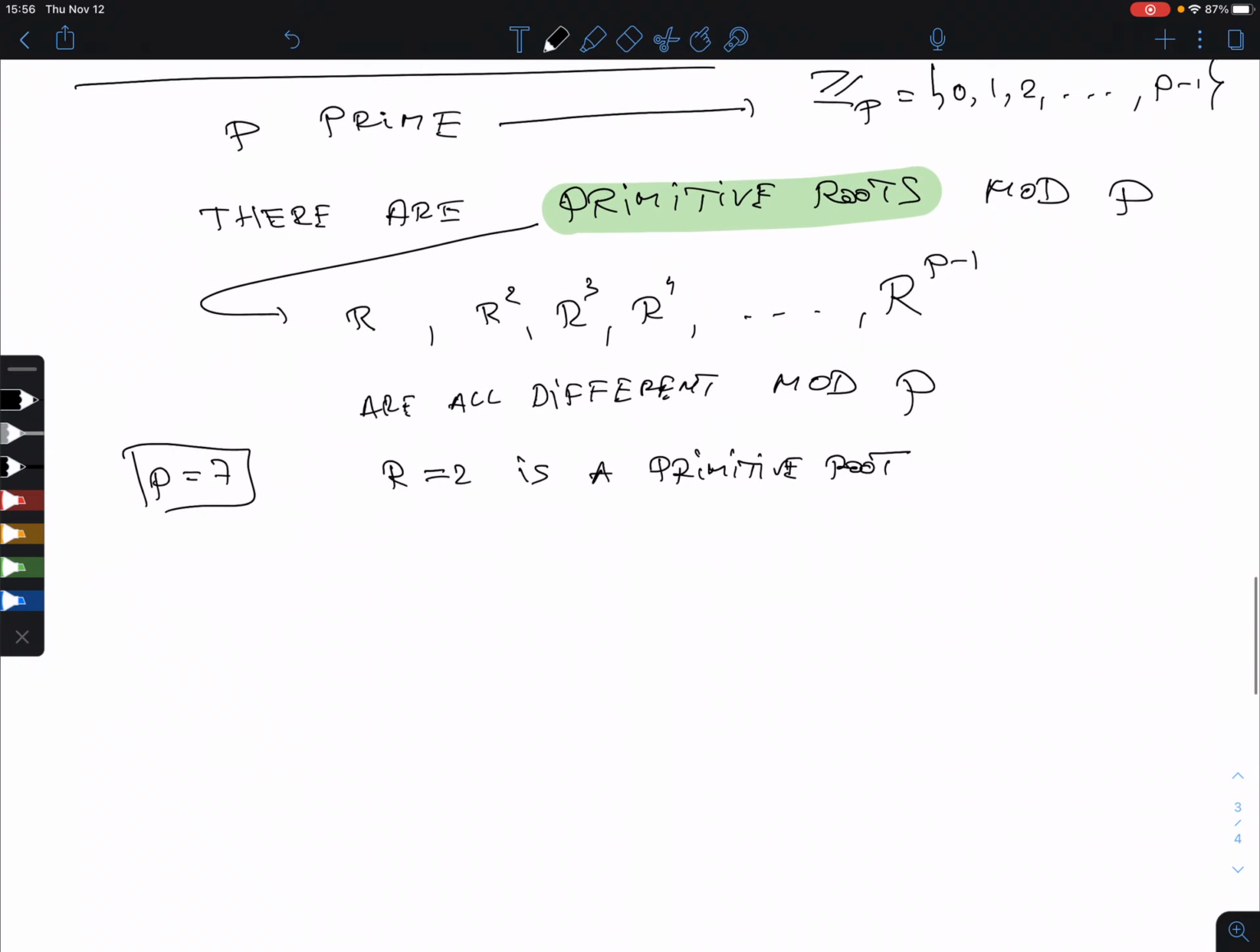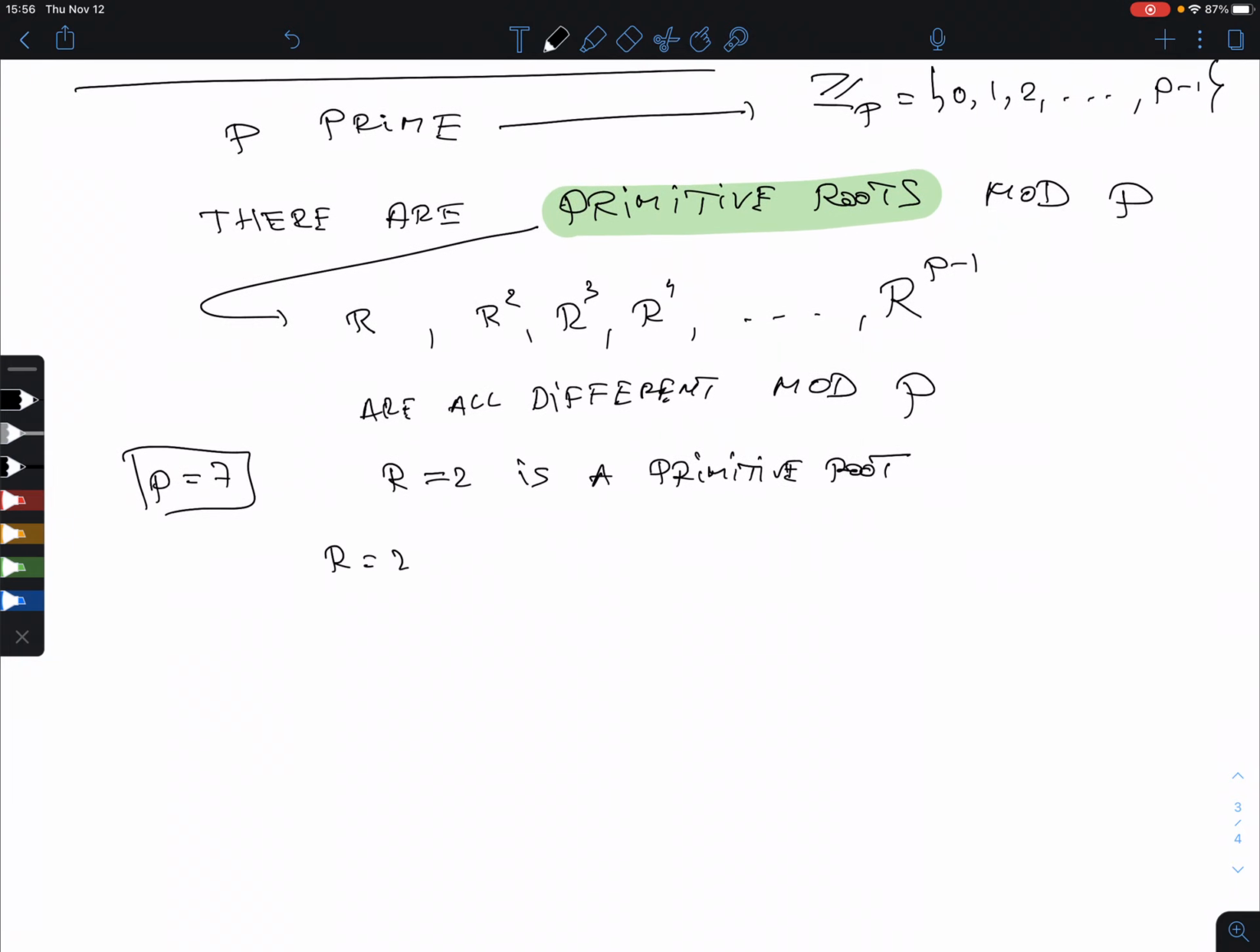So how do I verify this? Well, I take R, that is 2. Now we have to take R squared, the next one in the list. That is 4. Nothing has to be reduced. This is always mod 7, right? But of course, 4 is still less than 7.